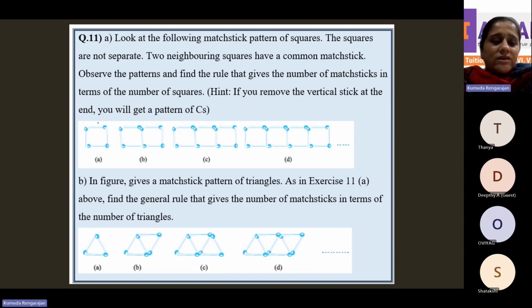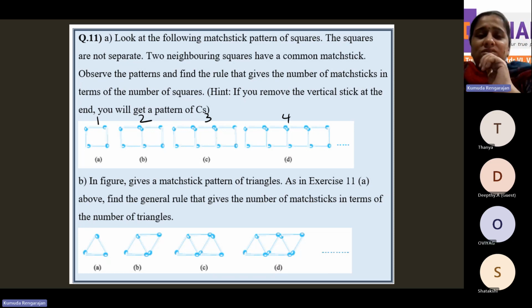In the first one, there's only 1 square. In the second one, 2 squares. In the third one, 3 squares. In the fourth one, 4 squares. Now, just assume that your friend comes to you and asks, I want to make a pattern with 10 squares like this, stuck to one another, and she does not know how to calculate how many matchsticks she needs. You have a rule with you. You will use the rule and instantly give her the answer.